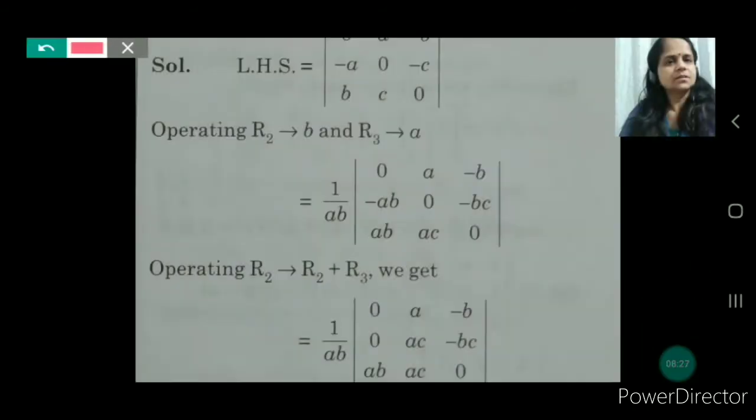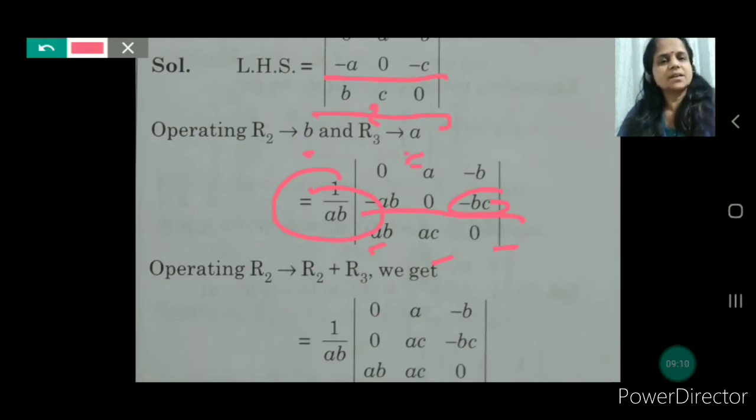In R2, meaning row 2 multiplied with B, it is minus A into B, 0 is 0 as it is, here minus BC. R3 multiplied with A, so it is AB, C multiplied with A, so it is AC, and 0 into A is 0. Now students, we have multiplied R2 and R3 with B and A correspondingly, so we need 1 by AB. If you are multiplying by any element, then we have to divide by this element also.